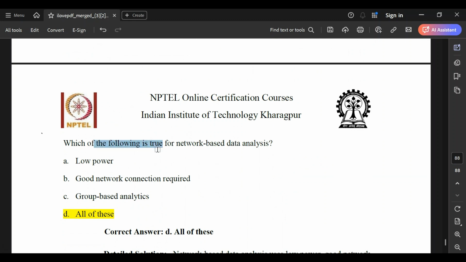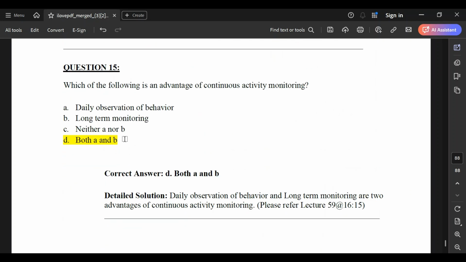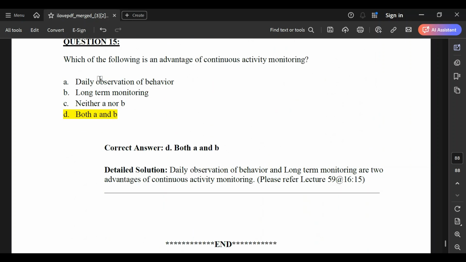Which of the following is true for network based data analysis? So all of these: low power, good network connection, group based analytics is there. So all of these are true. And the final one of the whole assignment, which of the following is an advantage of continuous activity monitoring? So both A and B.